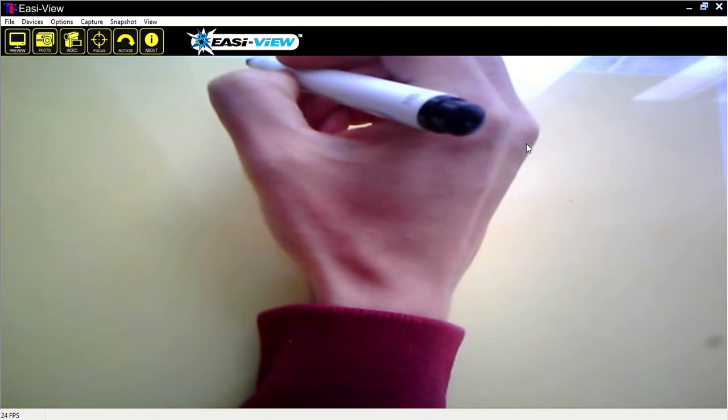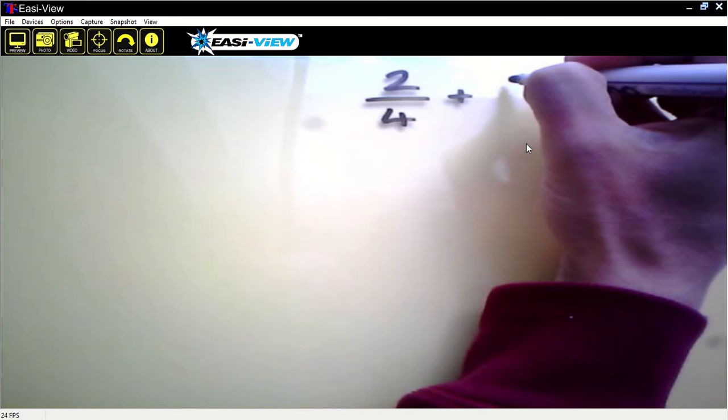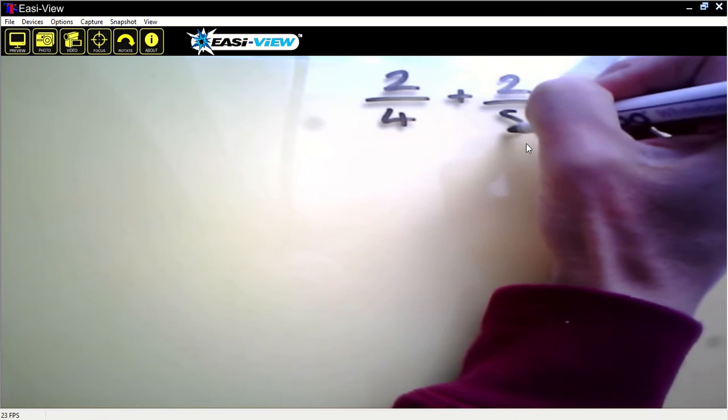So we're going to have a little look at adding some fractions that have different denominators. The fractions that I'm going to use are 2/4, and I'm going to add them to 2/8.